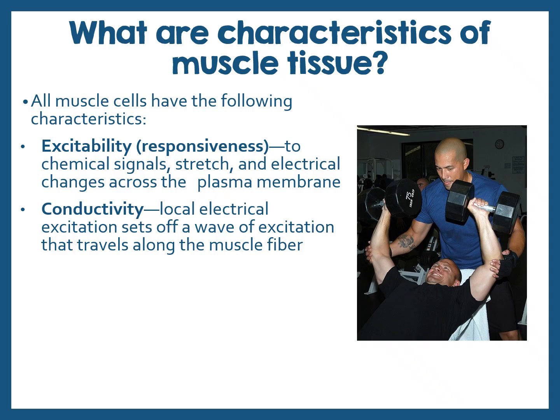So they are excitable. They also have a characteristic of conductivity. Remember back in like 8th grade science when you learned about insulators and conductors? Well, conductors can conduct electricity and an electrical charge can travel down that. Well, these muscle cells are also conductive. There will be a local electrical excitation that starts from a neurotransmitter released from a nerve, and it will set off a wave of excitation that will travel along that muscle fiber and go deep into the muscle fiber.